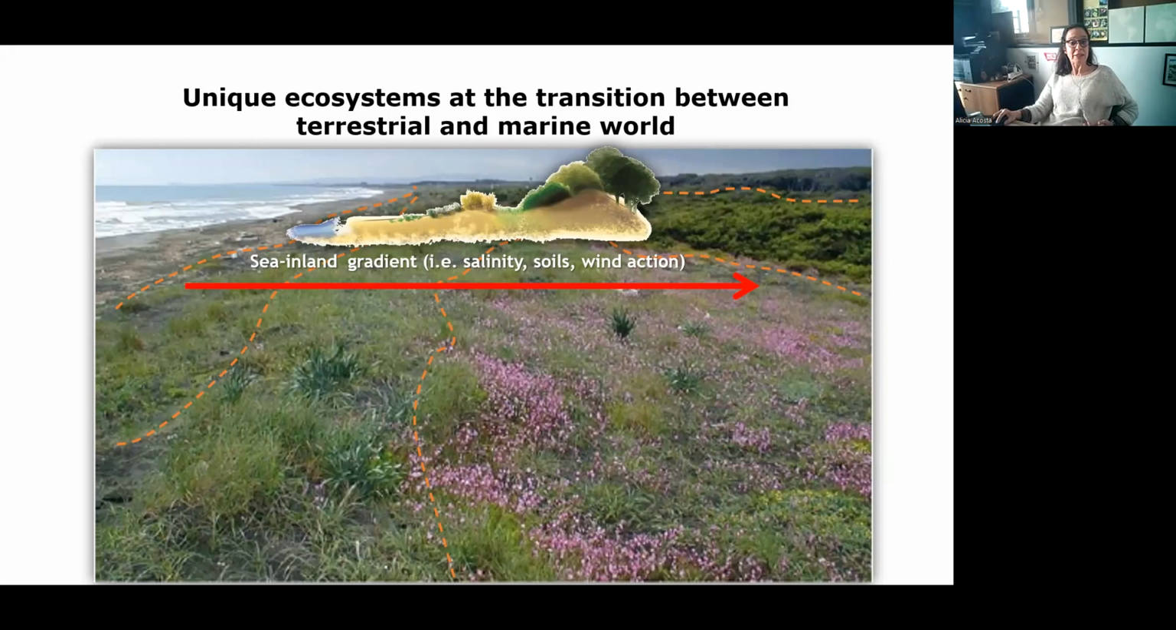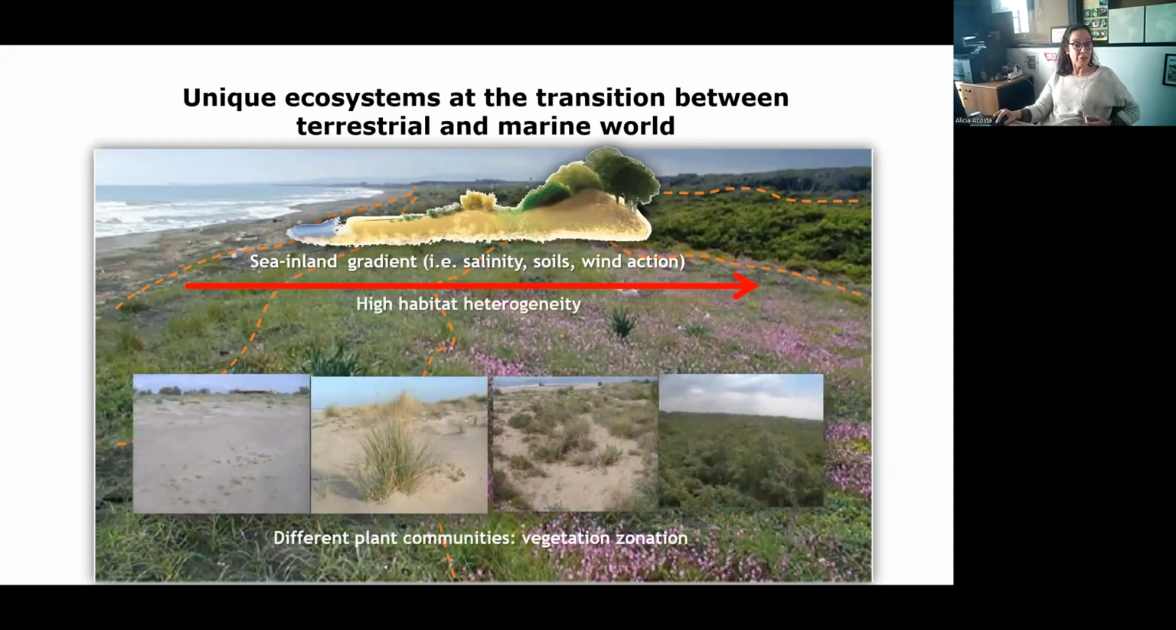This strong gradient promotes the coexistence of different plant communities in a quite small area. And this complex and compressed vegetation zonation is one of the major features of coastal dunes. And it's also one of the reasons they are so unique. This zonation ranges from pioneer annual communities on the drift line to more inland communities, for example, the Mediterranean scrubs, in the inner part of fixed dunes.